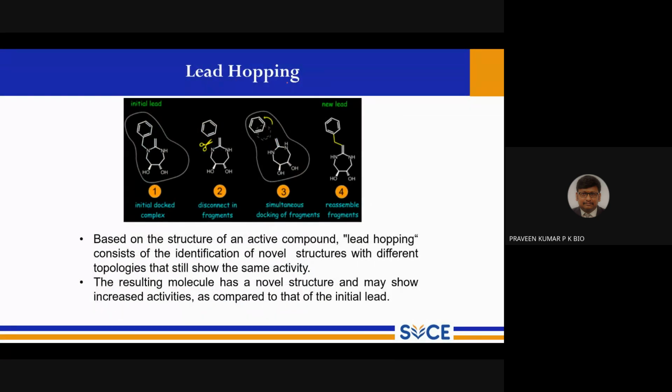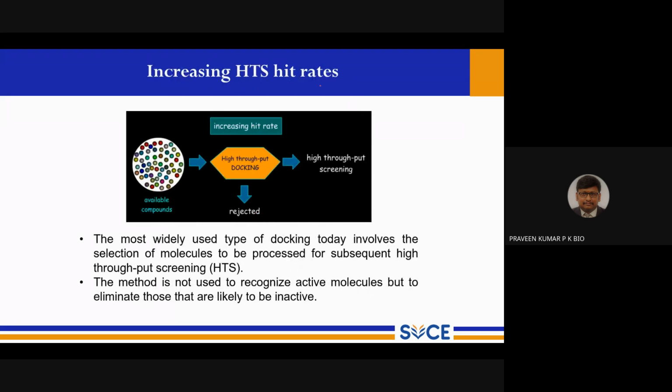Lead hopping is similar to the fragmentation-based method. The other name for fragmentation-based screening is lead hopping. You cut the drug into many fragments and attach linkers with the desired fragments. Initially you have the fragment like this, but finally you have the fragment like this. If you see, the drug structures are different. But if these reassembled fragments give better efficacy, then you can take this as a base drug and ignore the drug already in the market. So lead hopping can give you the best results and increase high-throughput screening rates.